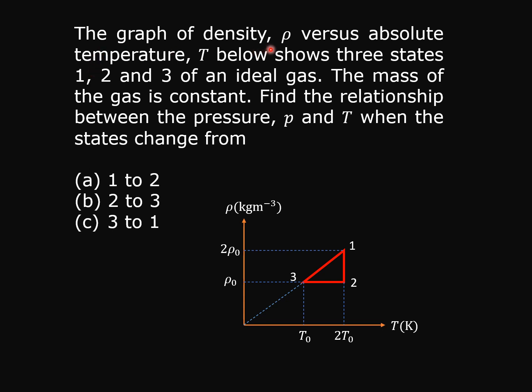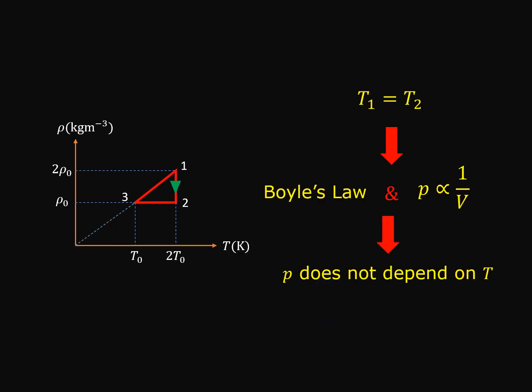The graph of density rho versus absolute temperature T below shows three states 1, 2, 3 of an ideal gas. The mass of the gas is constant. Find the relationship between the pressure P and T when the states change from 1 to 2, 2 to 3, and 3 to 1.